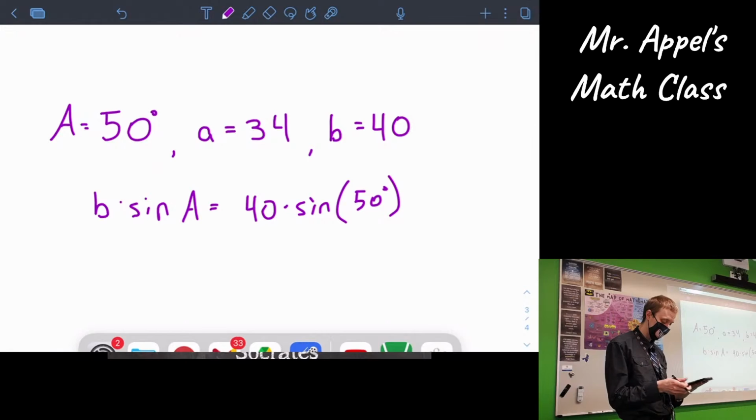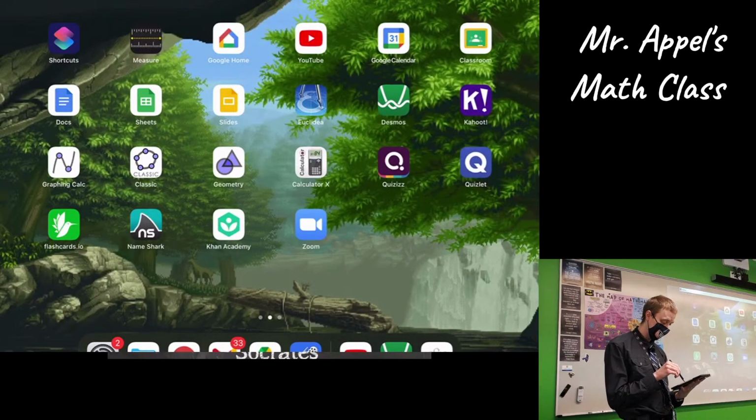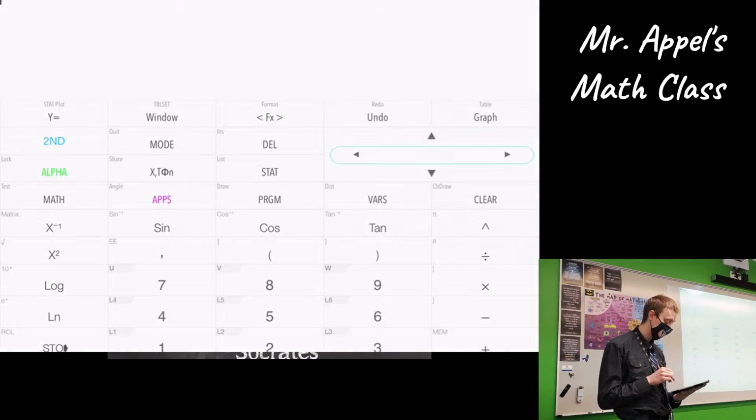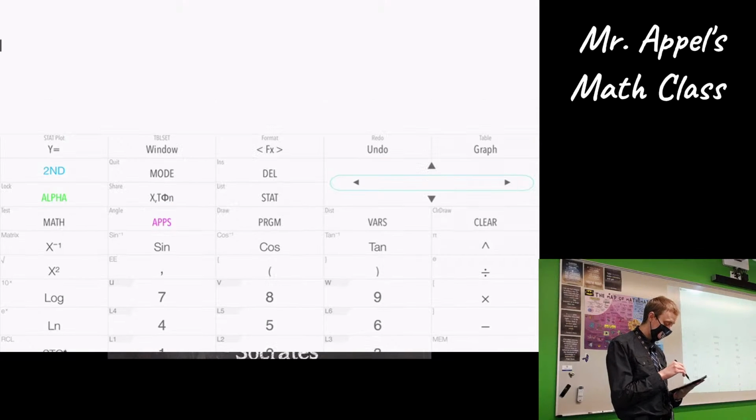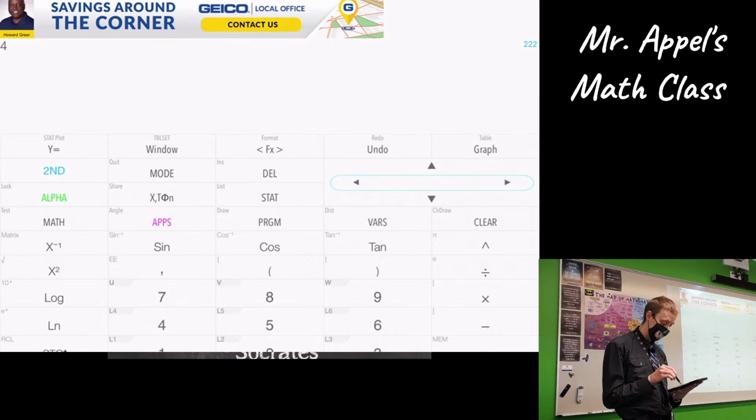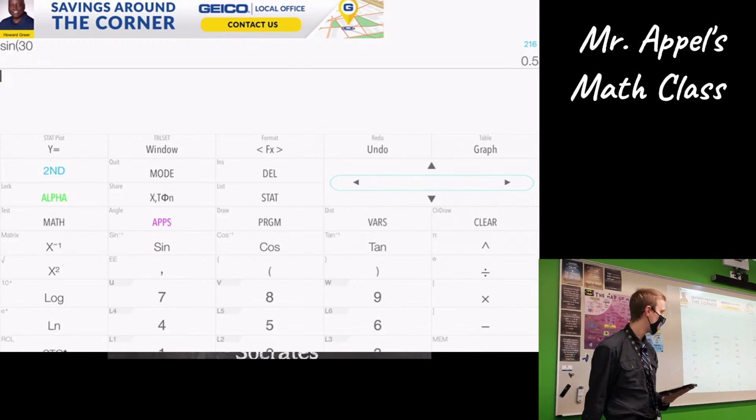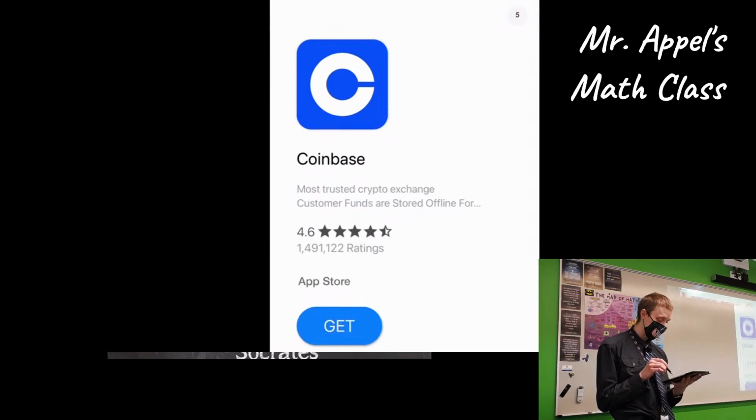So let's, where's my calculator shortcut? Oh, there you are. And am I in degree mode? I believe I changed it last time. Sine 30 gives me 1/2. Check. Golden. All right, so 40 times.